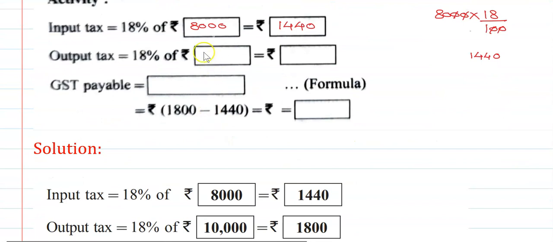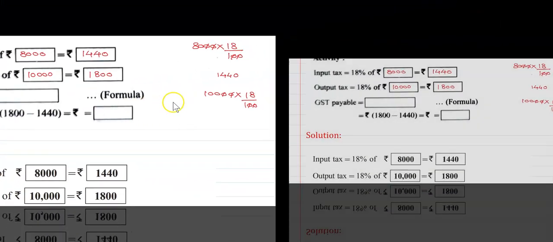That will be on 10,000. This is the 10,000. And therefore 10,000 into 18 upon 100. These two zeros get cancelled. 100 into 18, you will get 1,800. GST payable. What is that?